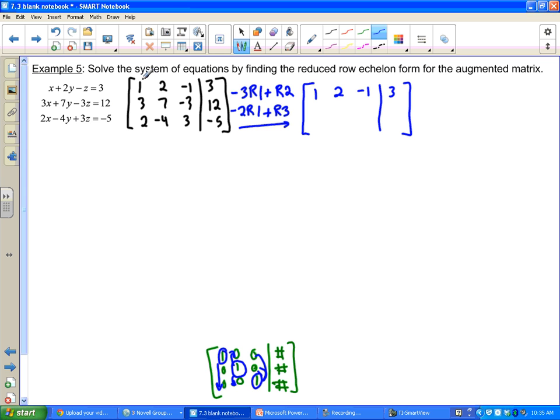I'm going to do -3 times the first row, and I want to add it to row 2. So that's going to give me 0, 1, 0, 3. Now I want to do -2 times row 1. So either mark out what you had before, or erase it, or just put it in a different spot, so that you can tell the difference. -2 times row 1 would be -2, -4, 2, and -6.